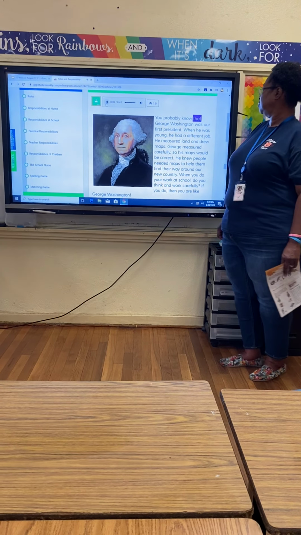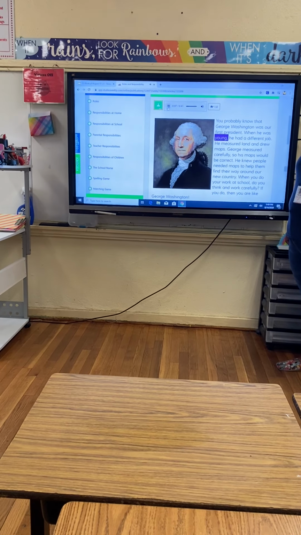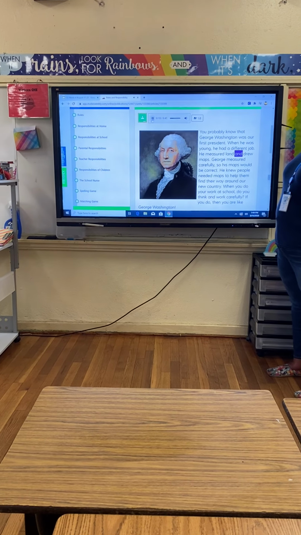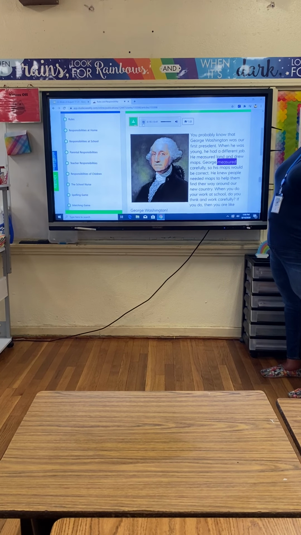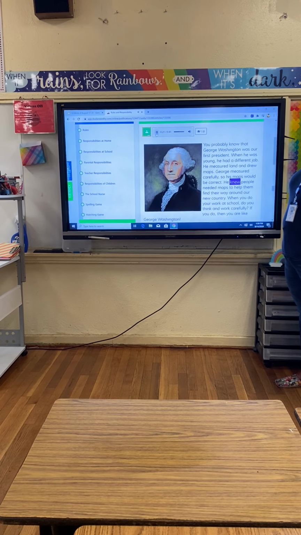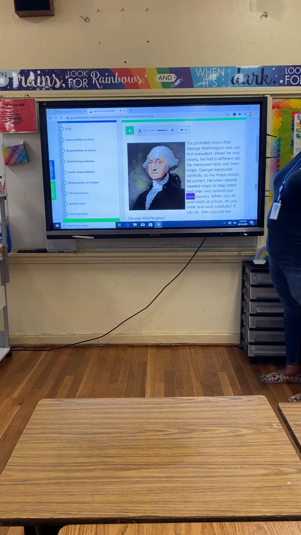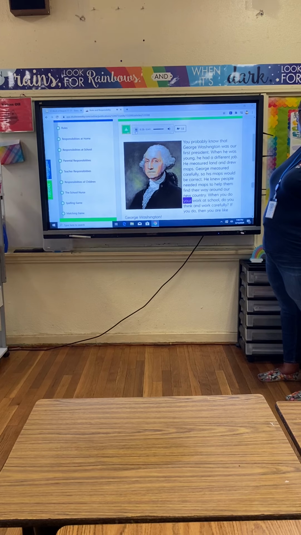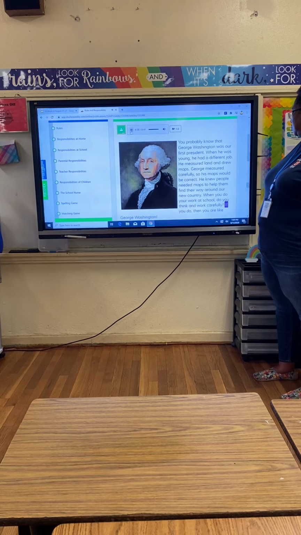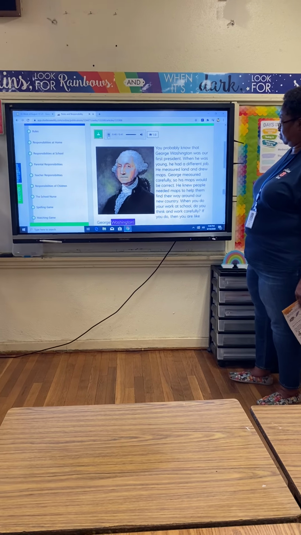You probably know that George Washington was our first president. When he was young, he had a different job. He measured land and drew maps. George measured carefully so his maps would be correct. He knew people needed maps to help them find their way around our new country. When you do your work at school, do you think and work carefully? If you do, then you are like George Washington.